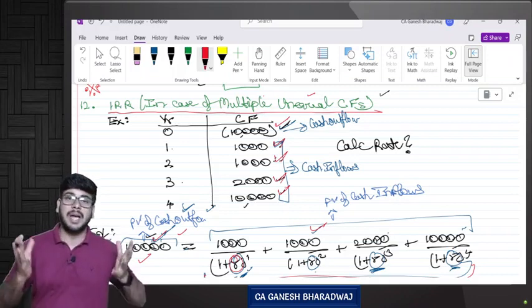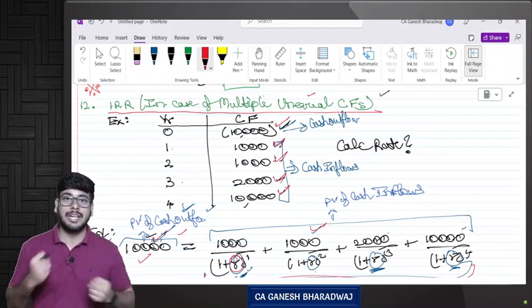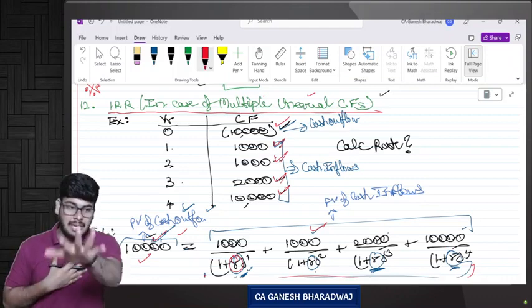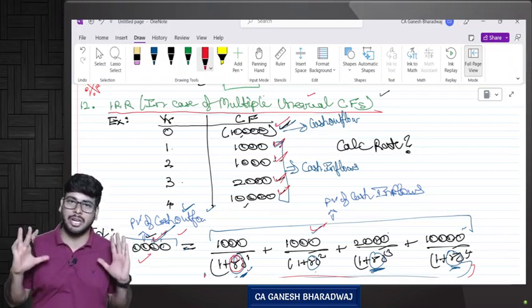The rate that matches my inflows with my outflows is technically the rate of return. The rate of return from the viewpoint of the person who is investing the money, the person who is giving the money, is called what? It is called cost. Are you clear with this?